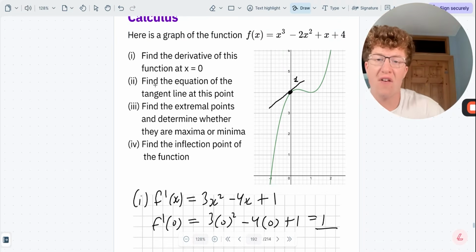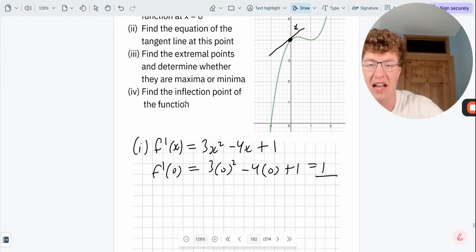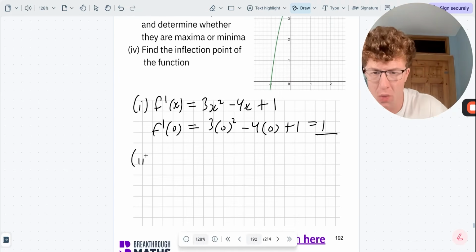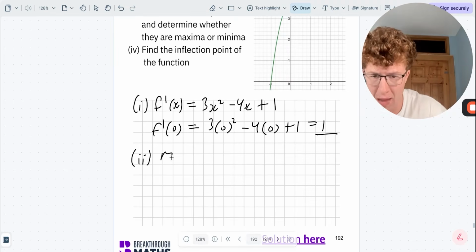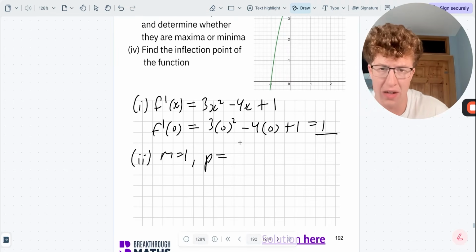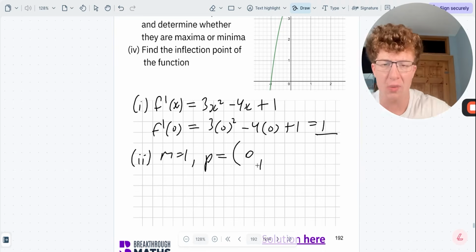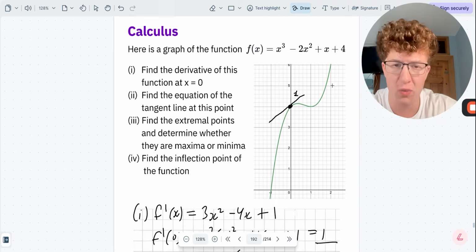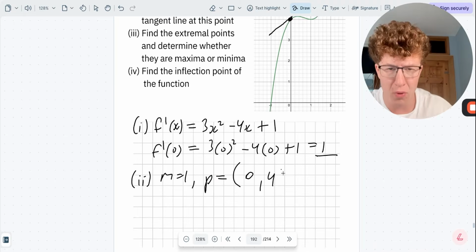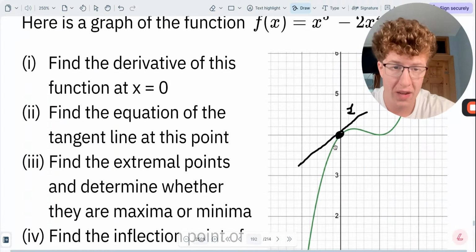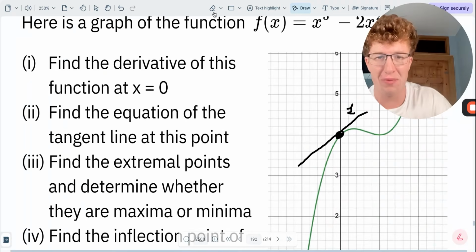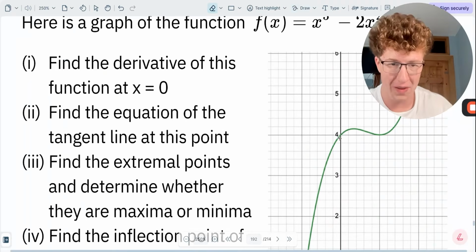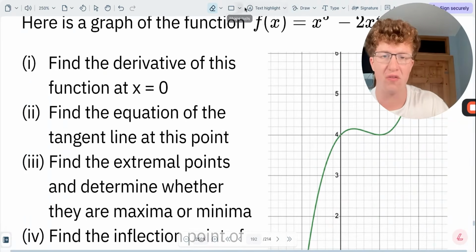Then we said, find the equation of the tangent line at this point. So we have the slope, m is equal to 1, and we have the point, where x is equal to 0 we were given. And what's f of 0? F of 0, if we just fill 0 into this equation, we're left with 4. So this point here, you can see, it's at the point (0, 4).